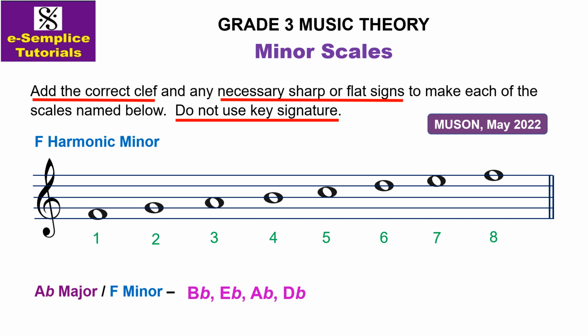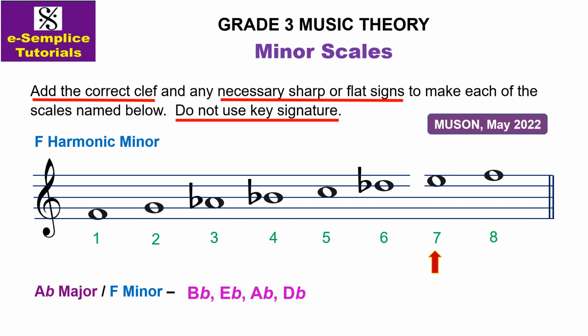Let's go ahead and add the accidentals. B flat first, E flat next, A flat, and D flat. Now, what makes a scale harmonic? When the 7th note is raised. So let's raise the 7th note to add the harmonic character. If you raise that 7th note, the flat will go.